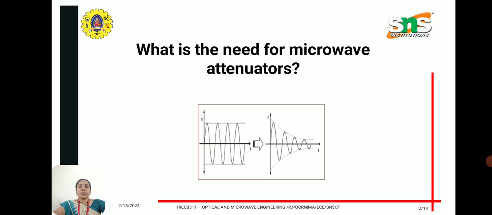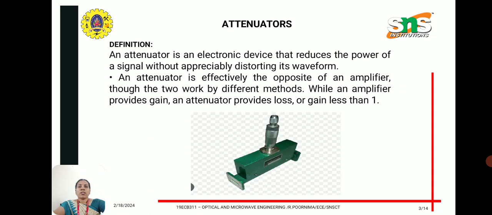When we are transmitting a microwave signal through a waveguide, and we want to reduce the power of the signal without disturbing its original waveform, we can use attenuators. So attenuators can reduce the power of the signal without disturbing or destroying the original waveform. An attenuator is an electronic device that reduces the power of a signal without appreciably distorting its waveform. An attenuator is effectively the opposite of the amplifier. So when an amplifier provides gain, the attenuator provides a loss or gain less than 1.